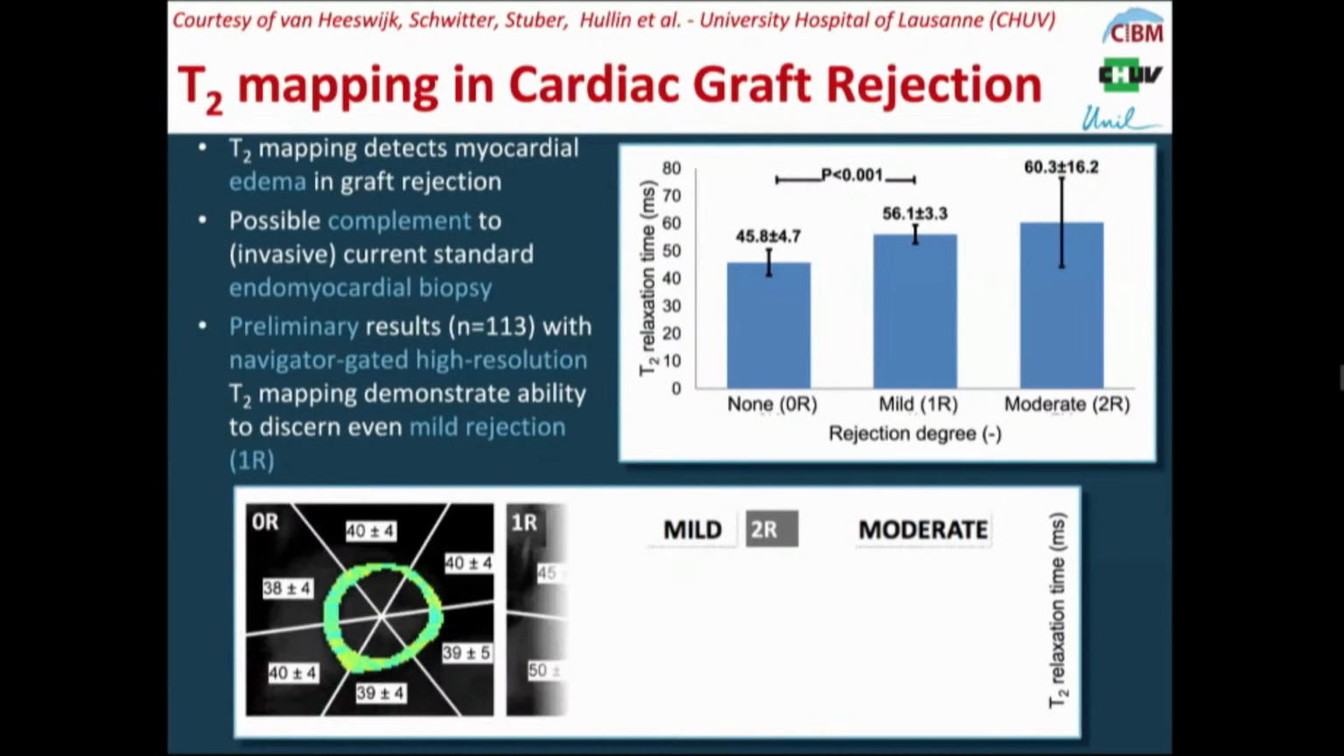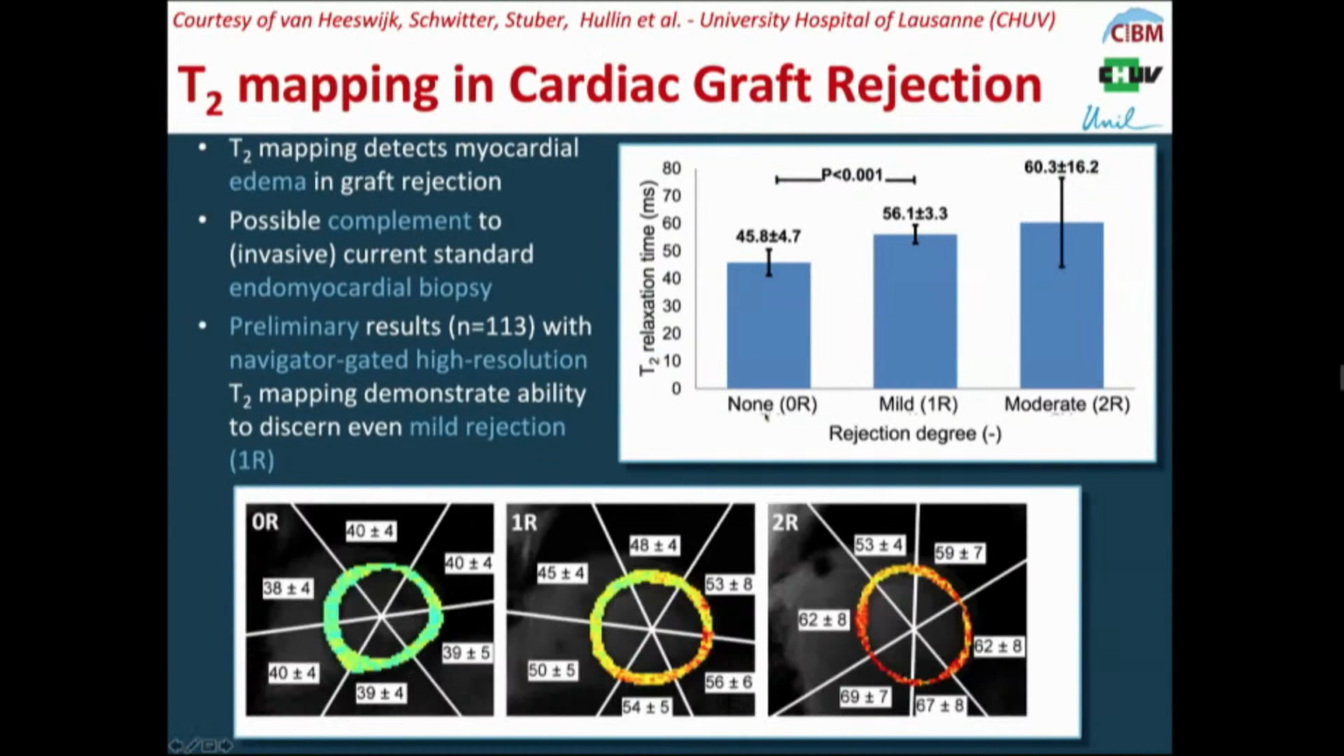Another study, this one from Lausanne in Switzerland, looked at 113 patients with rejection, and again showed similar findings, which were fairly similar, I think, to our study. Again, average values of T2 in the more moderate rejection were up to about 60 milliseconds or slightly higher, and then milder grades of rejection had lower levels of T2, and no rejection was more in the 40s. Again, showing similar types of results.